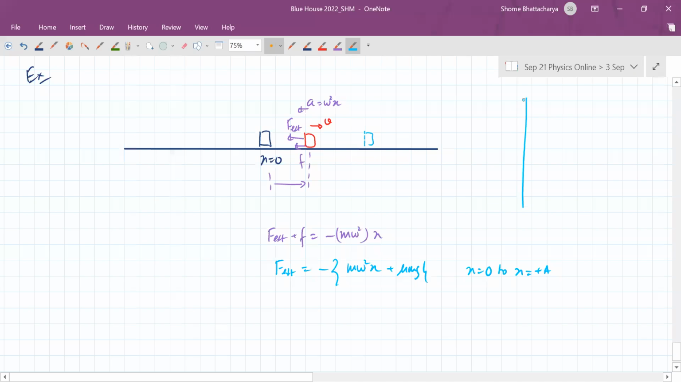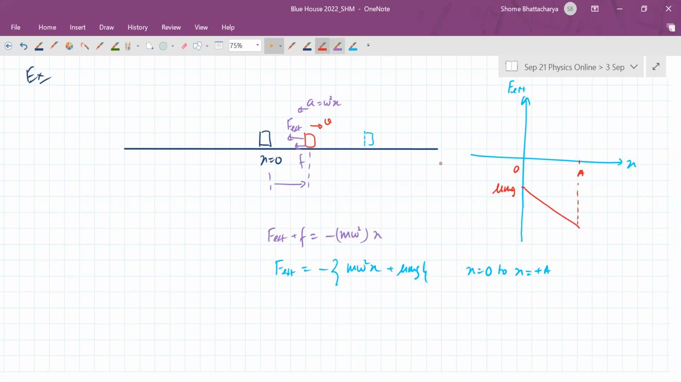If I plot F external versus x, as x is going from 0 to a, my F external has to be like this. Has to be a term like this. Raji, this is clear so far?